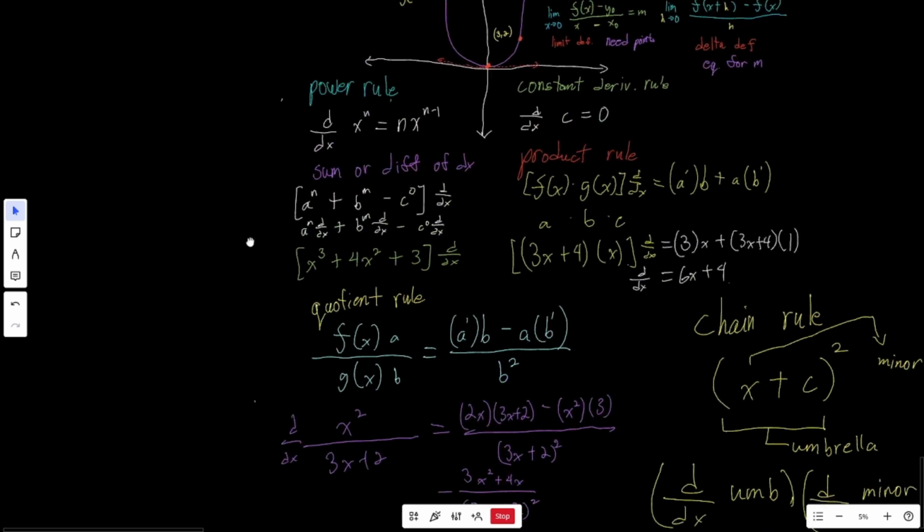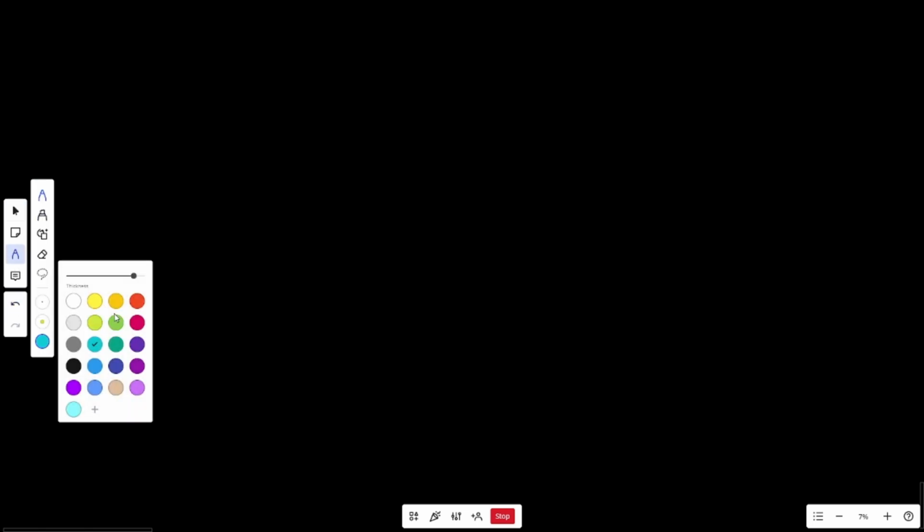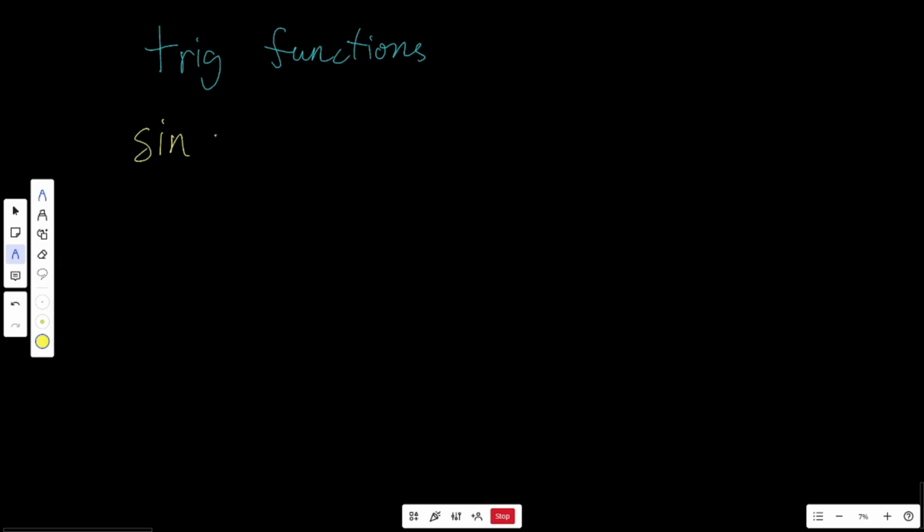So here is a list of easy conversions, or just something that's screenshotable for you guys so that you can remember the derivative formulas for transcendental functions. So trig functions here. First we'll start with sine x. The derivative of sine x is equal to cosine x. They're backwards. If this is y, this is x.